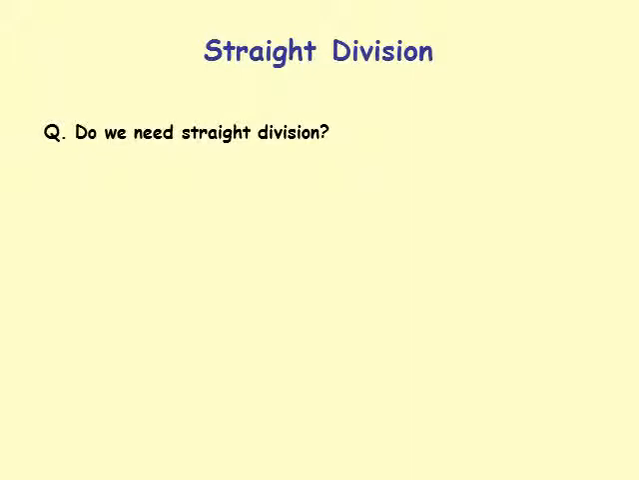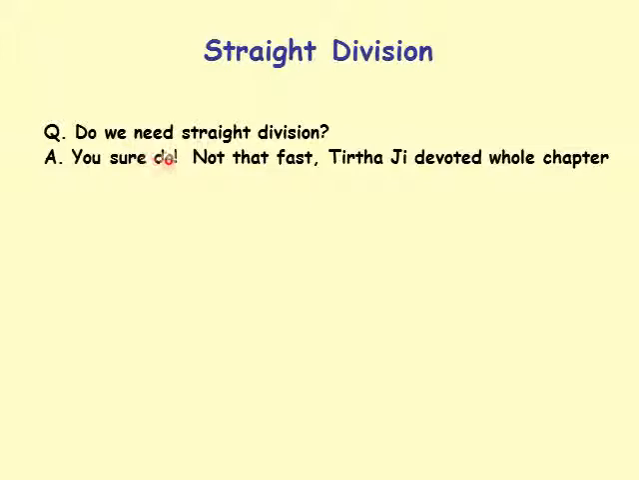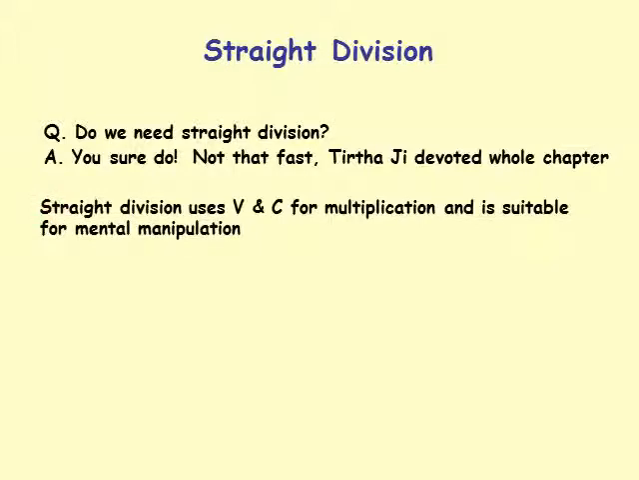Now the question is, do we need straight division? Yes, you sure do. Tirthaji devoted a whole chapter. Straight division uses vertical and crosswise for multiplication and is suitable for mental manipulation. We didn't see vertical and crosswise here because we were multiplying single digits. When we go to multiple digits, then we get to see the magic of vertical and crosswise.